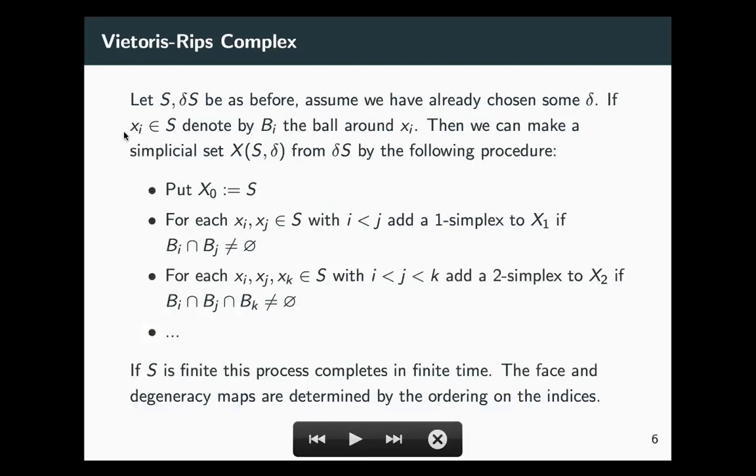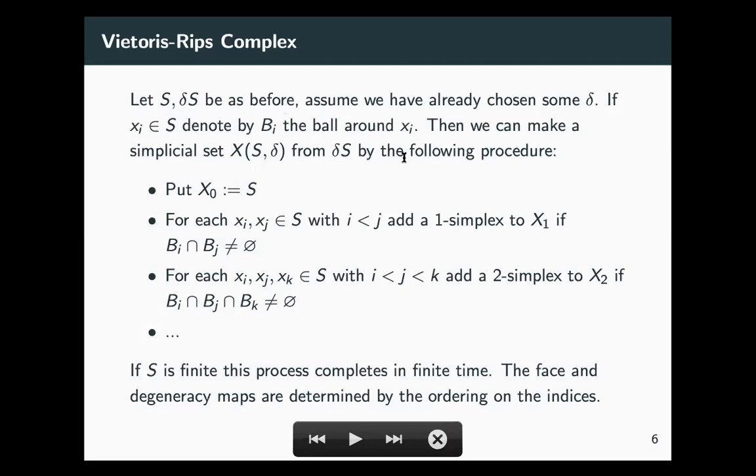So next, let S be as before. S is our data set. I'm going to denote by delta S the thickened version of our data set for some arbitrarily chosen parameter delta. And what we're going to do is order our data points so that it's easier to refer to them. And this is how we're going to build our set. I'm going to show you a picture of how this works in a second, but this is just the procedure. The first thing we want to do is take all of our data points and make them 1-simplices. So all of our data points are going to be vertices.